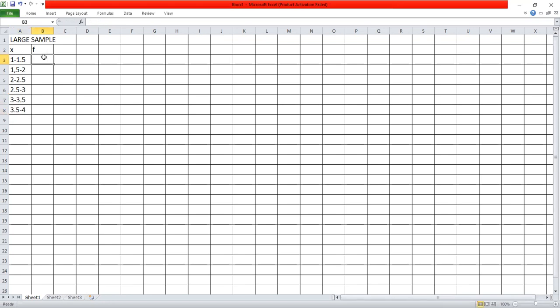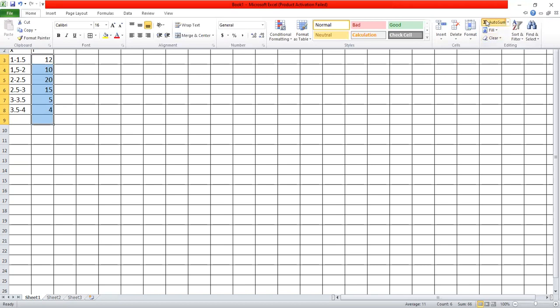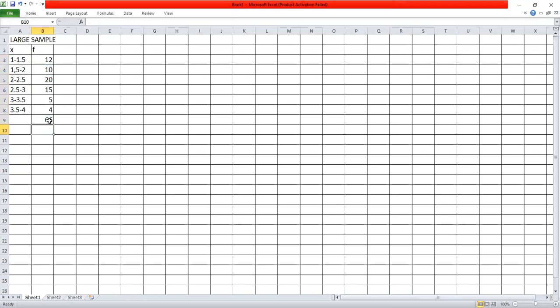So how many students got this? This was say 12 students. These are say 10 students. These are say 20. These ones are 15. We don't have to worry about the numbers. Then this one say are 5, and these are 4. What is the sample size here? The sample size I selected from the fellows is 66 of them.